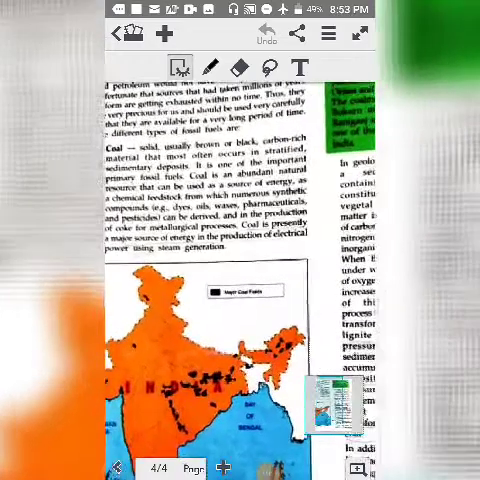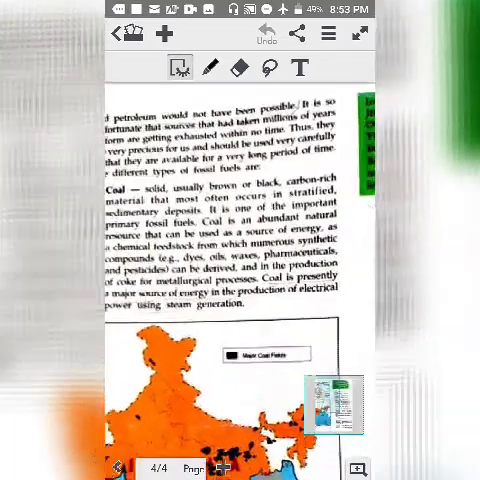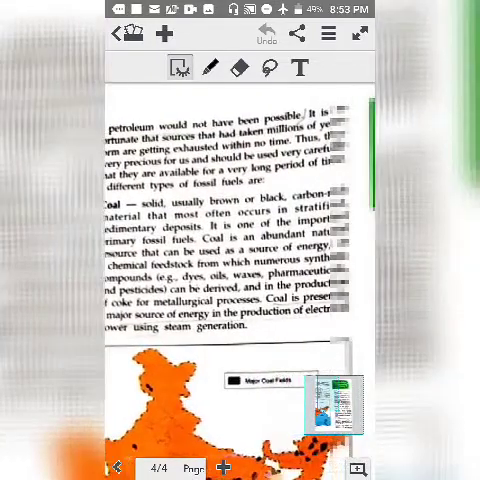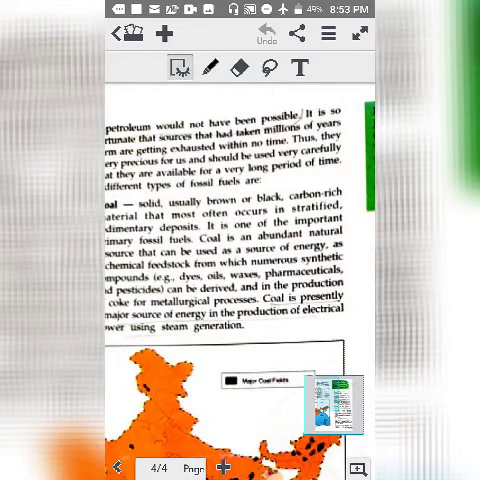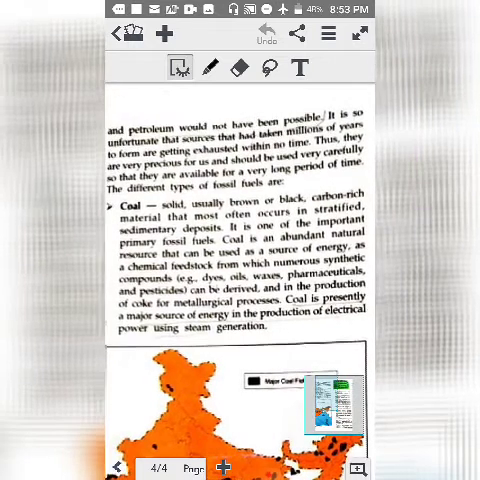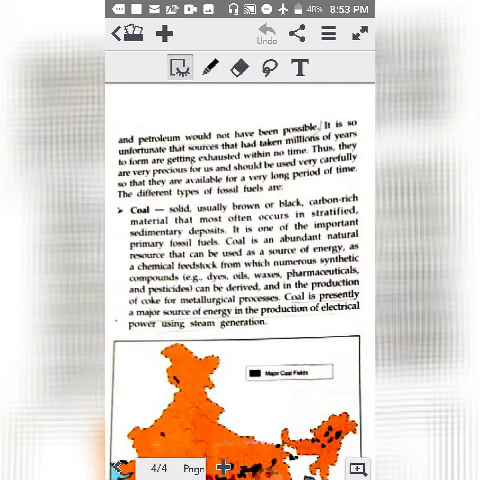Continuing with the traditional sources of energy, petroleum will not have been possible. That means the different sources of energy which were formed, petroleum is used in making different fractions we read just now. It is so unfortunate that sources that took millions of years to form are getting exhausted within no time. So they are very precious for us and should be used very carefully.